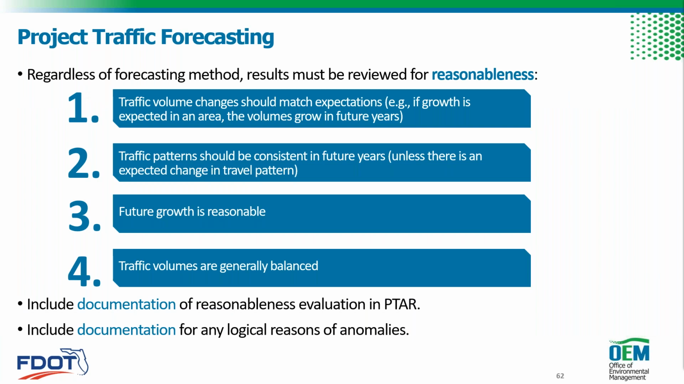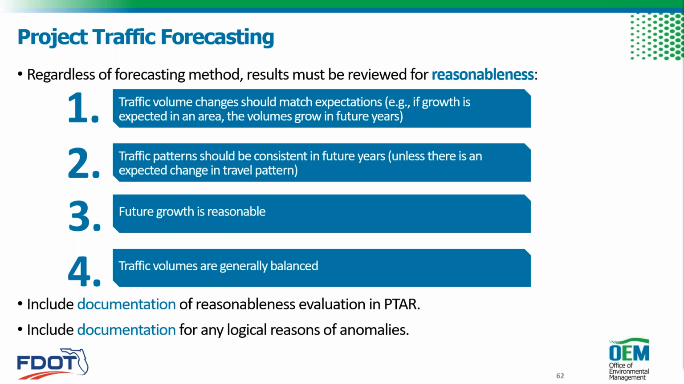So there's a lot of different ways to do this. I have 4 main ways on the screen here. But some ways that you can check your traffic forecast for reasonableness include checking to see if your results match the expectations. So for instance, it can be very simple. Like if you're expecting population growth in the area, do your traffic volumes grow? If it's decreasing somewhere, why is that? Does that make sense? Then your traffic patterns are consistent in future years. For instance, if your AM peak direction is southbound and that switches to northbound in the future, is there a reason for that? Were we expecting that, or is that something that needs to be checked out?